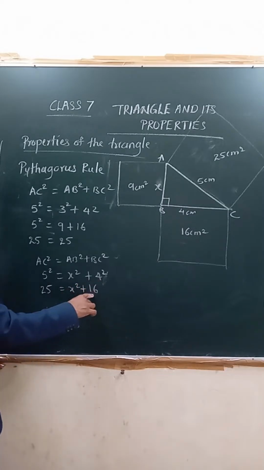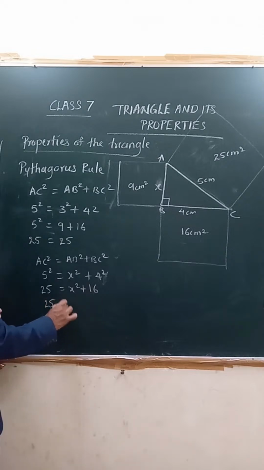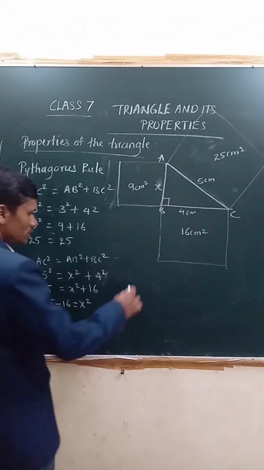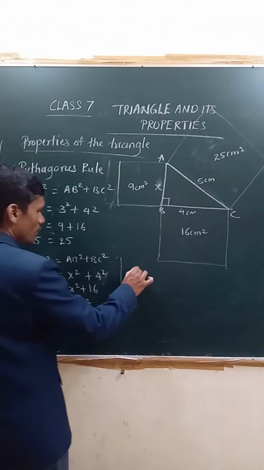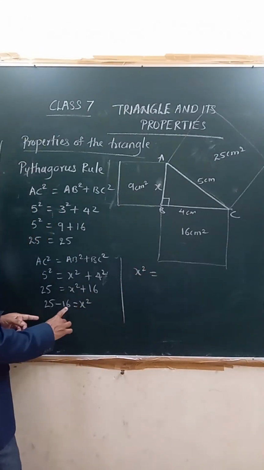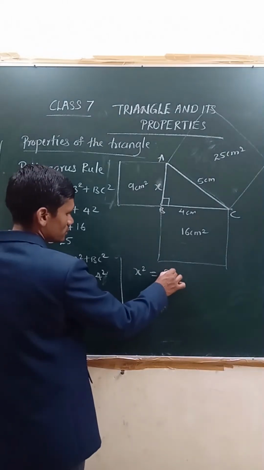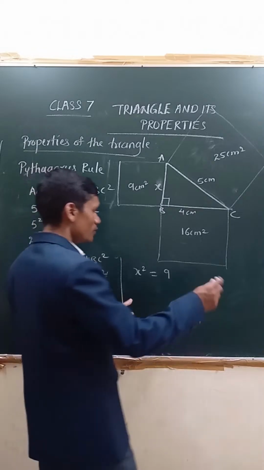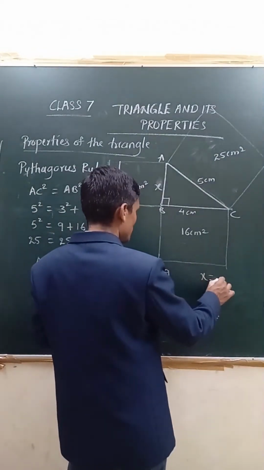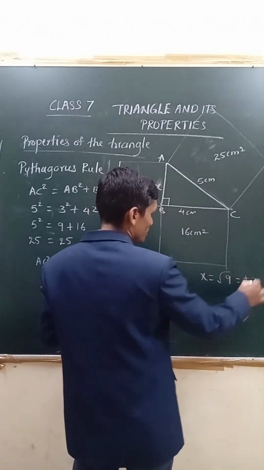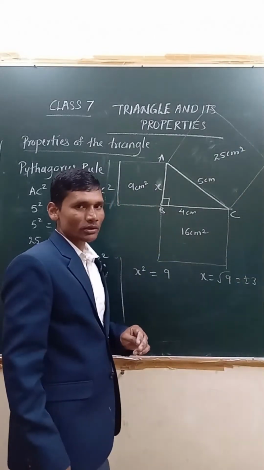Then you shift this 16 to the other side. What do we get here? 25 minus 16 is equal to x square, we get, right? Of course we get. Now let us take this x square is equal to 25 minus 16, which is what? 9, right? Now if you come to a higher class you can get it like this: x is equal to square root of 9 is equal to plus or minus 3, but this is not there for you, square roots and all.